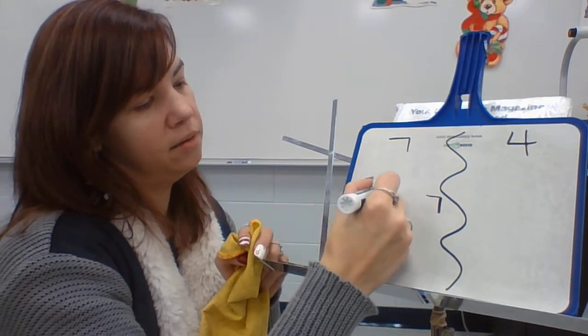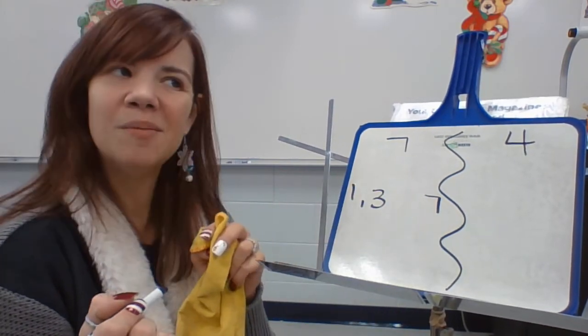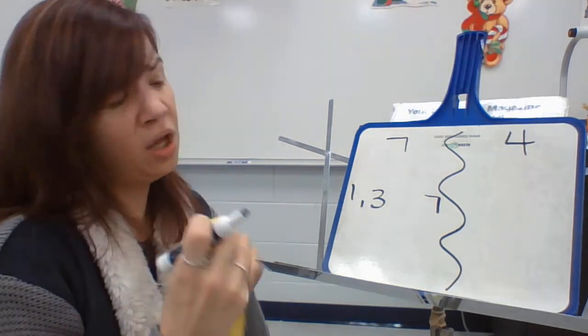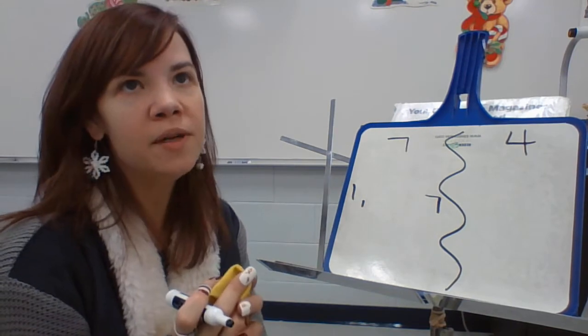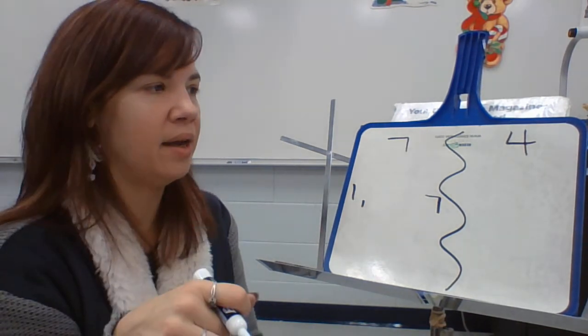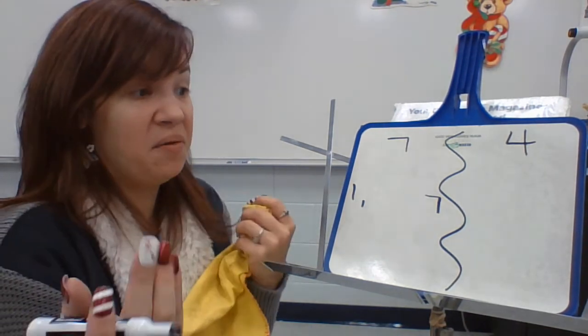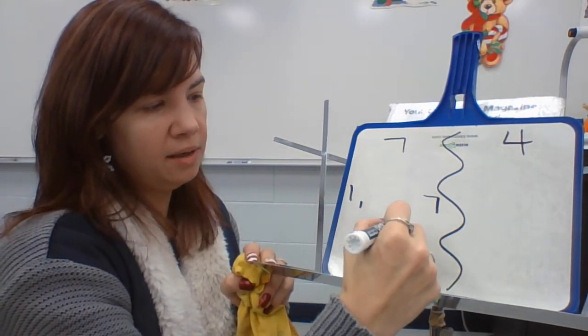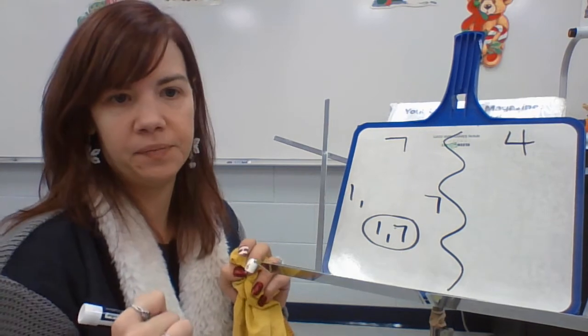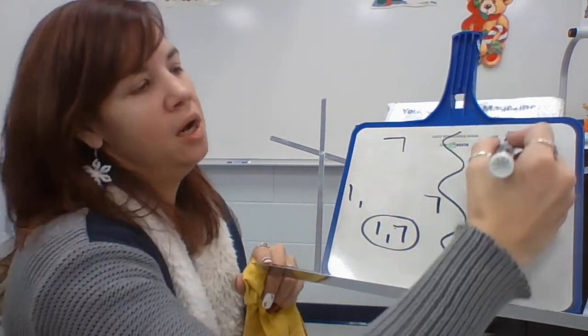We try a 3. Well, 3 times 2 is 6. That's close, but that's not a 7. How about 4? 4 times 2 would give me 8. Well, that's too big. So that's it. 7 only has 2 factors, 1 and 7. Okay, so pretty little.